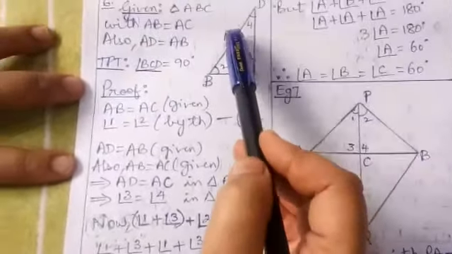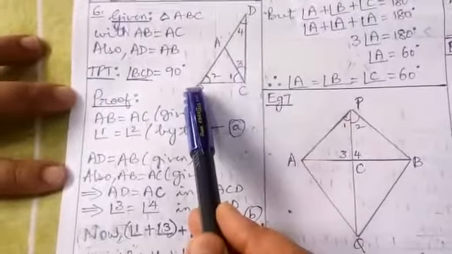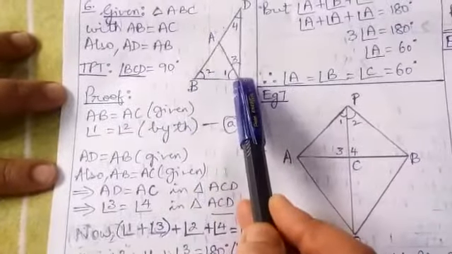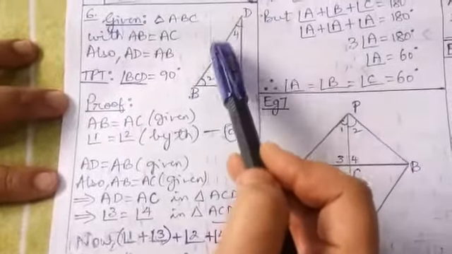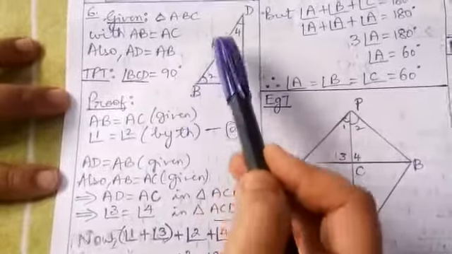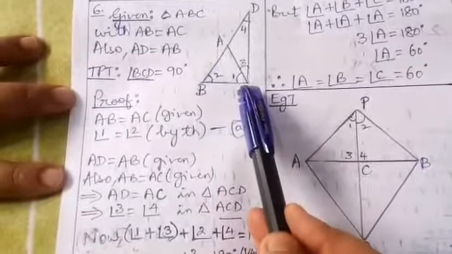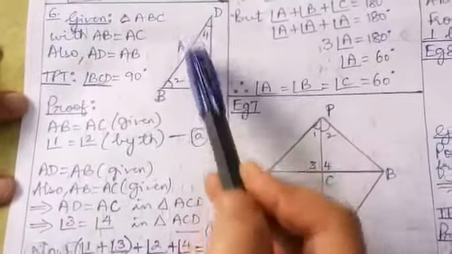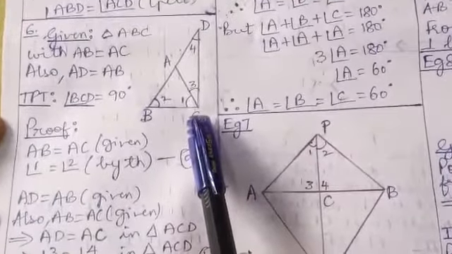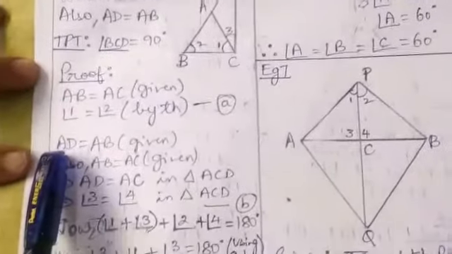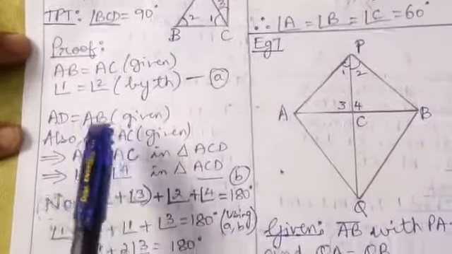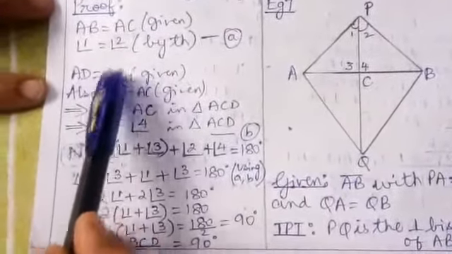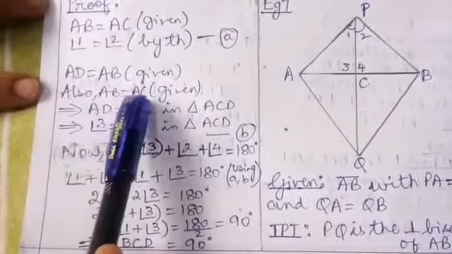Now we are also given that AD equals AB. But AB equals AC. See here, AD is equal to AB, but AB is equal to AC. So when you compare these two results, we have a new result which says AD equals AC. That's what I've written here. AB is common in both, so that gives a new result, AD equals AC.